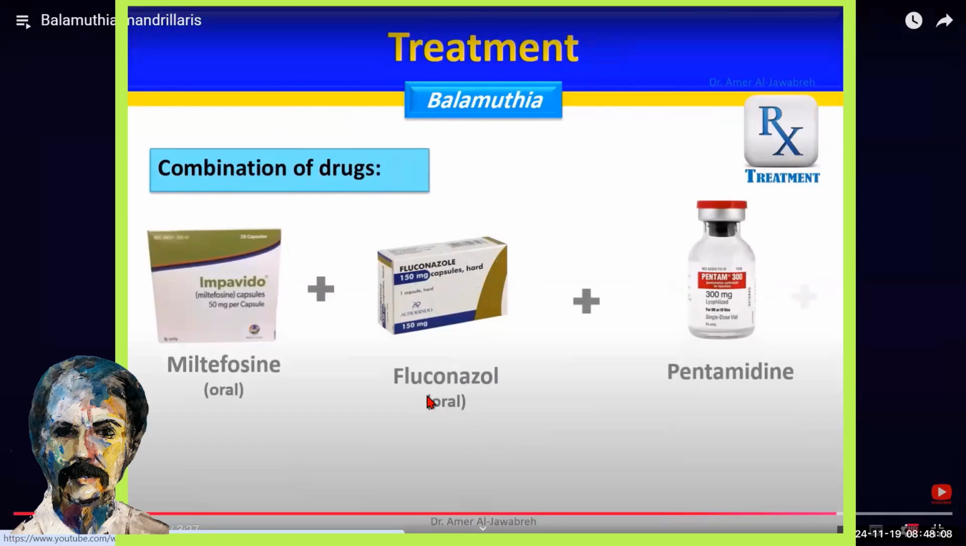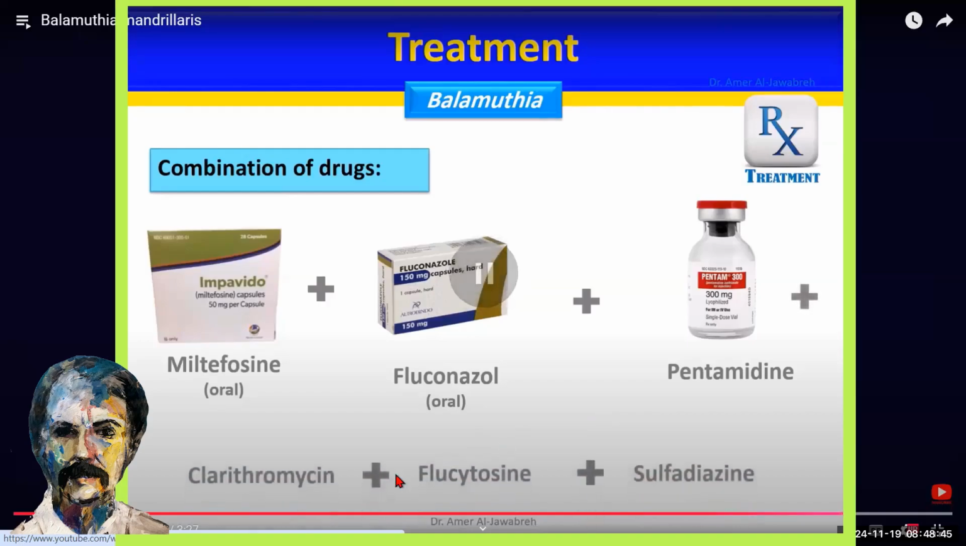Miltefosine, oral miltefosine, fluconazole, oral, this is also antifungal, pentamidine. So all of these, or cocktails of them, have been given to the patients in an attempt to save them. Sometimes it works, and most of the time it does not. Look, erythromycin, an antibiotic, flucytosine, sulfadiazine, all of these have been given.